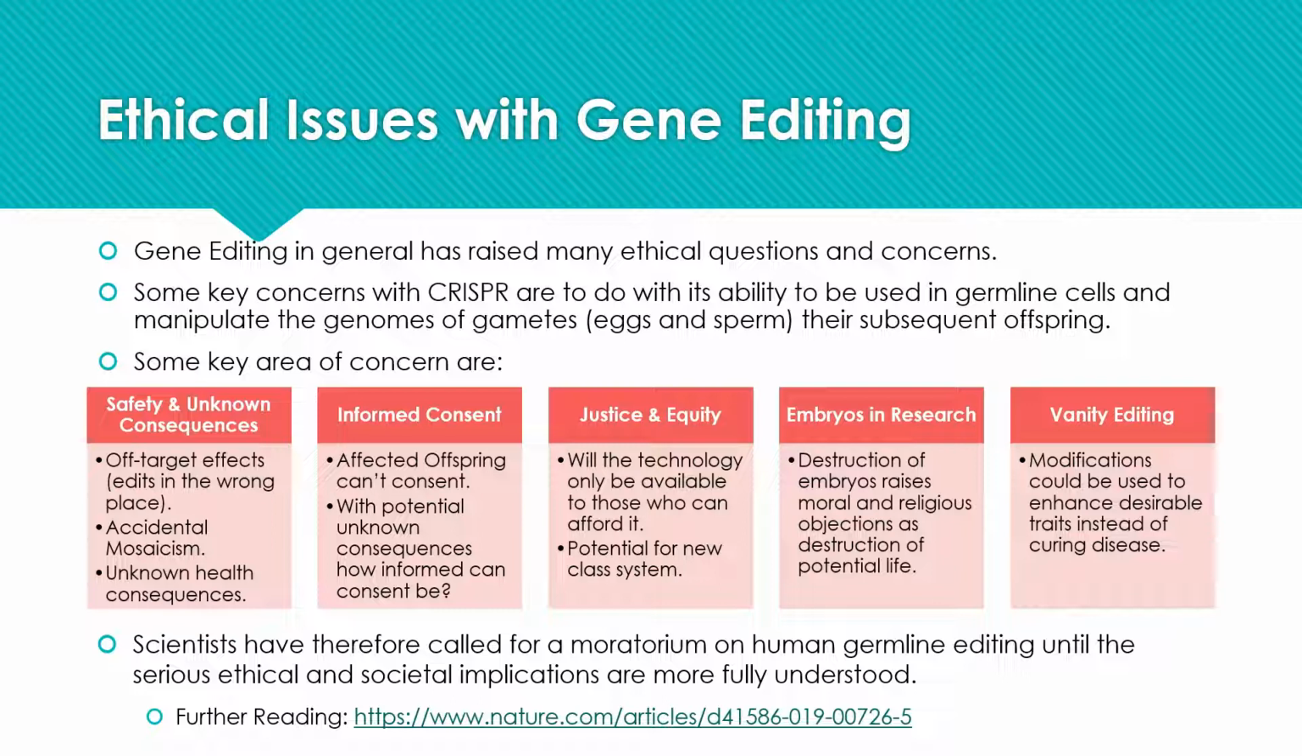Or the editing of a zygote, a recently fertilized egg, very, very early on in development. You could edit it then too. But that zygote never has a say in whether or not it wants that to happen. So you can see they've sort of broken some of the key areas of concern into 5 categories. The idea of safety and unknown consequences, of informed consent, justice and equity, the use of embryos in research, and also this idea of vanity editing.